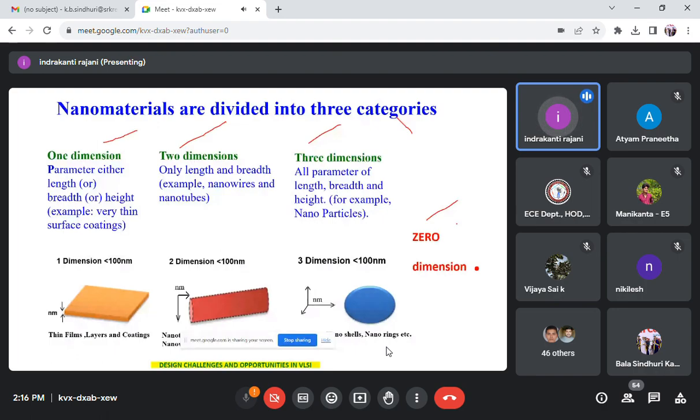The research is going on to devise a medical device, or to have a medicine, using quantum dot particles. When we have a 1 to 10 nanometer size for any particle, we say it is in the 0 dimension and it is in the quantum dimension.